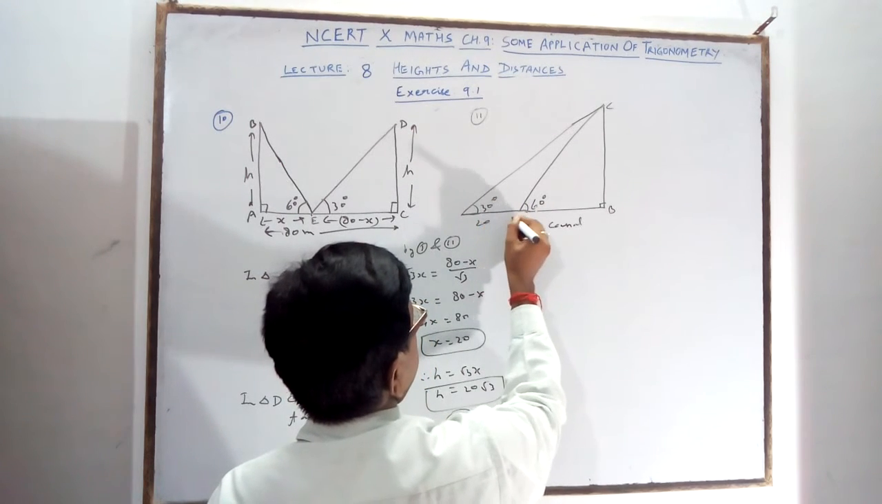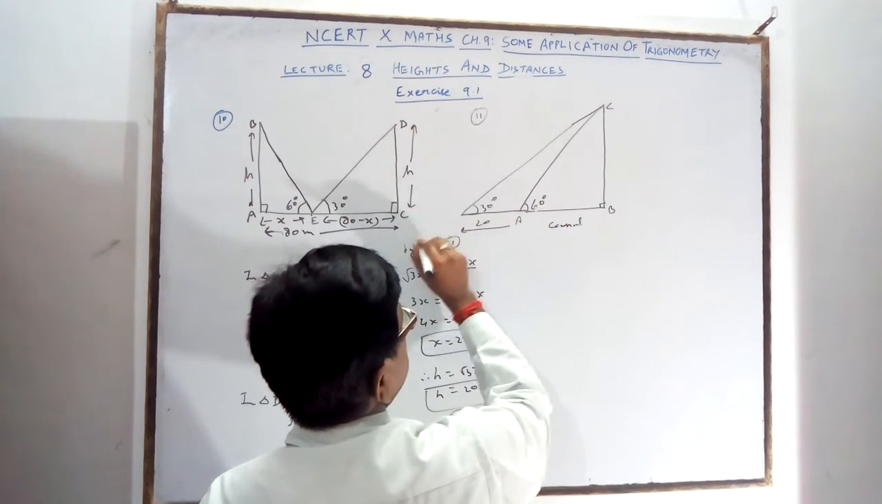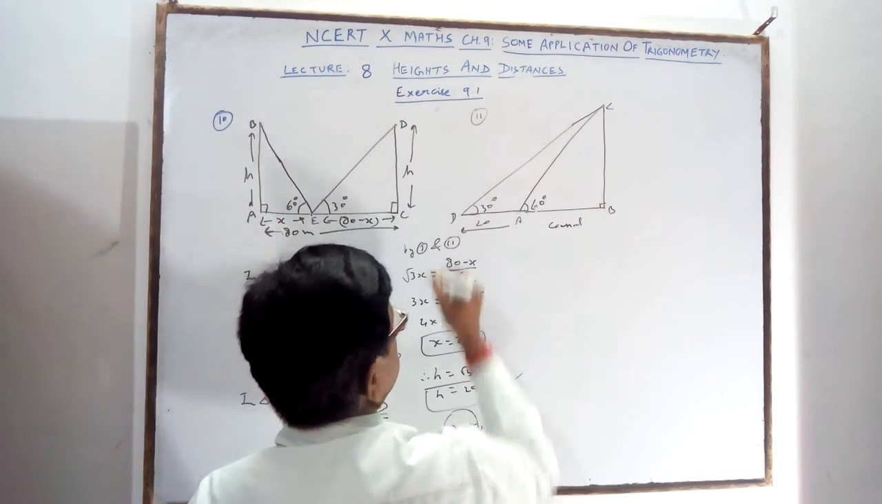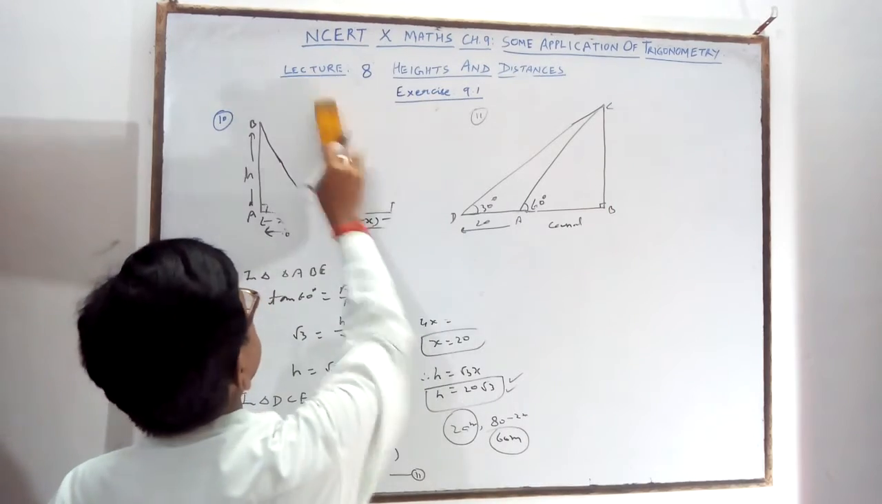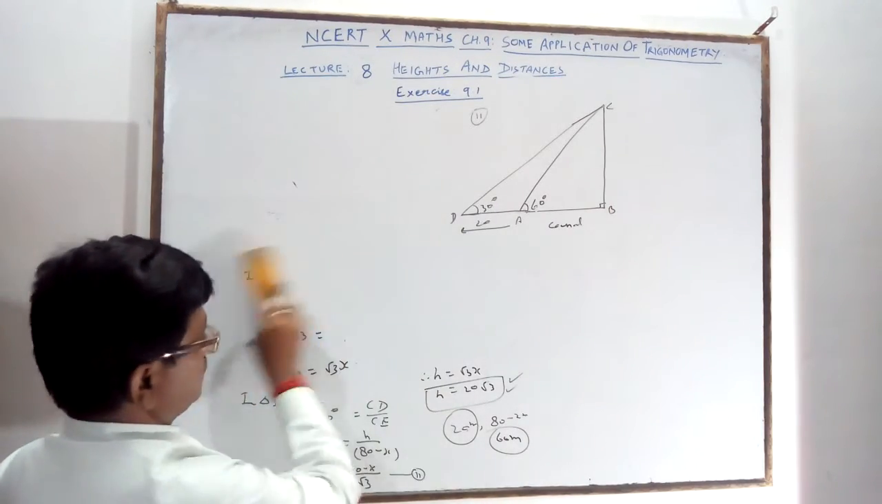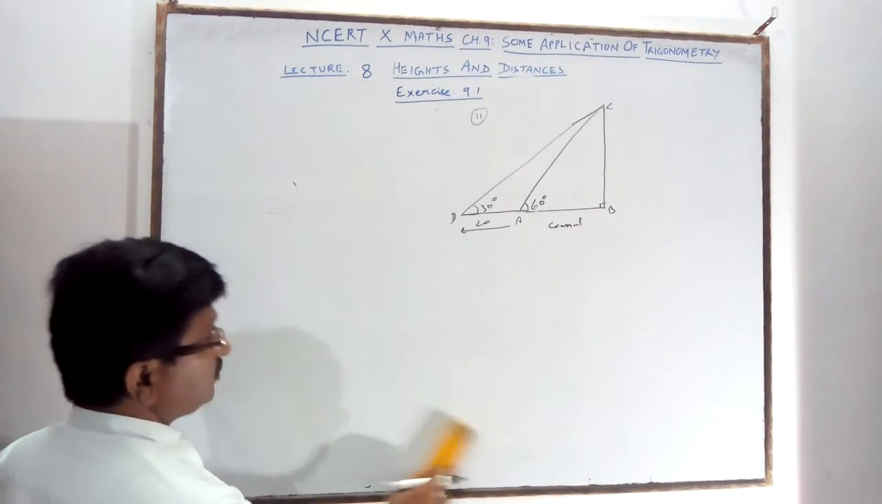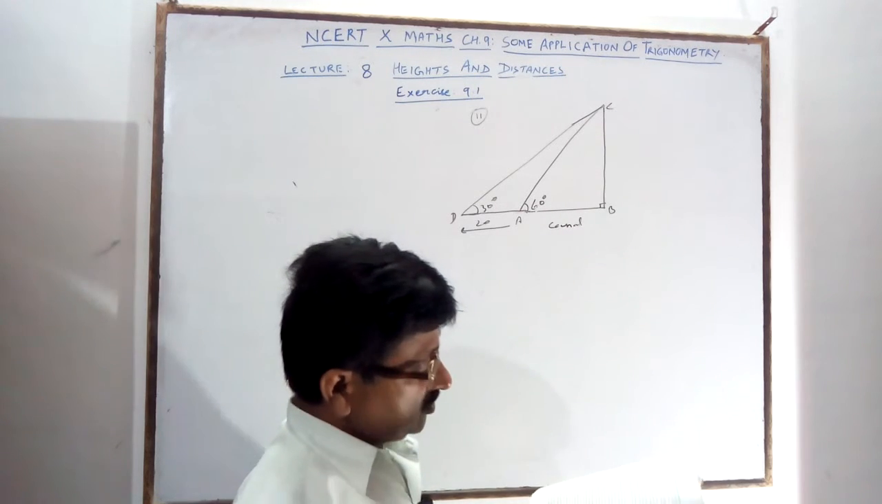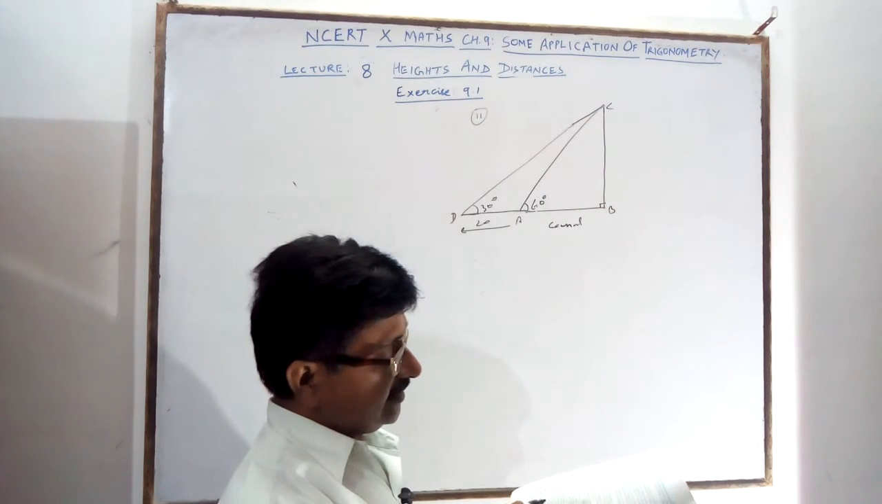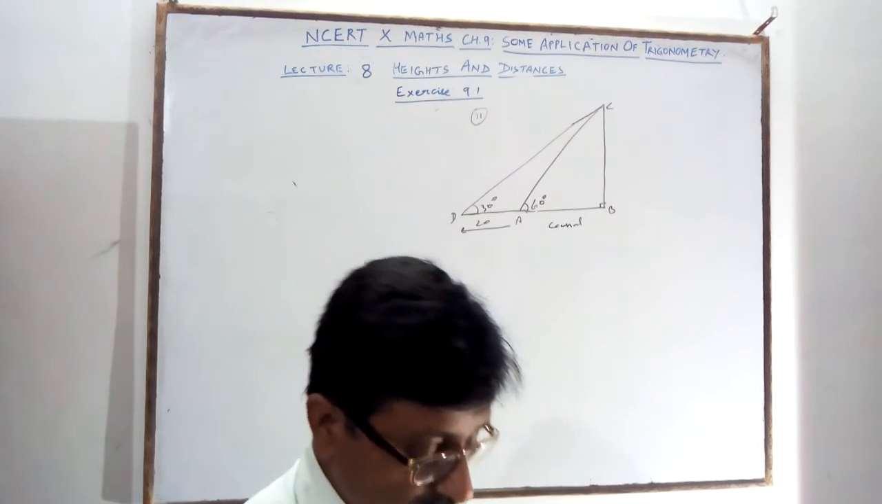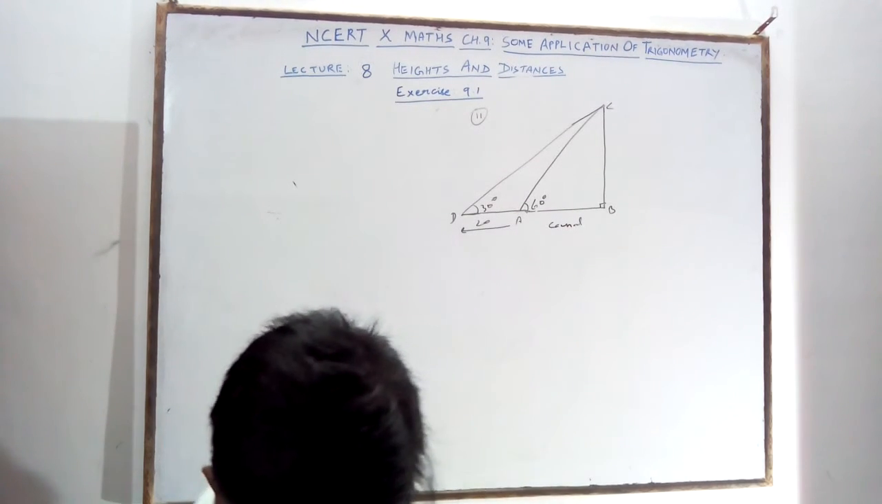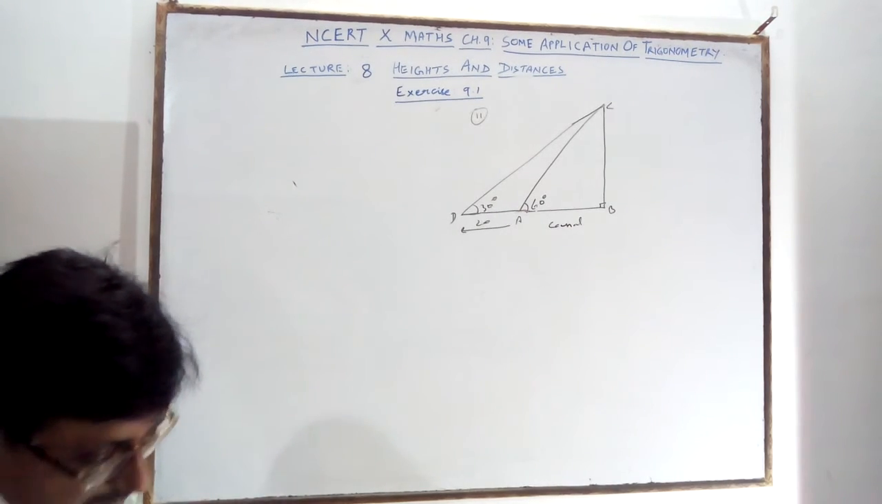20 meter. From this side you are going 20 meter CD. It is your 20 meter. So you are seeing it is your 20 meter from the behind. Now you want to find out, the question is given, find this 20 meter 30 degree, find the height of the tower and the width of the canal.